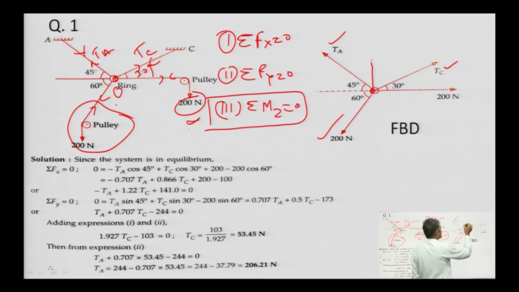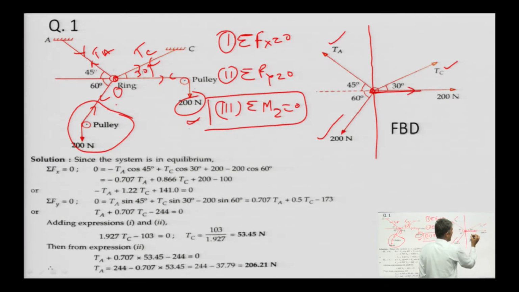What will be the steps? The first step will be to resolve all the forces along the horizontal and vertical axes. Take this as the horizontal axis and this as the vertical axis. Which forces need to be resolved? This is a horizontal force, so no need to resolve it; if you resolve it, you will get a 0 vertical component. This force TC will be resolved in this direction as TC sin 30, and this component is TC cos 30.